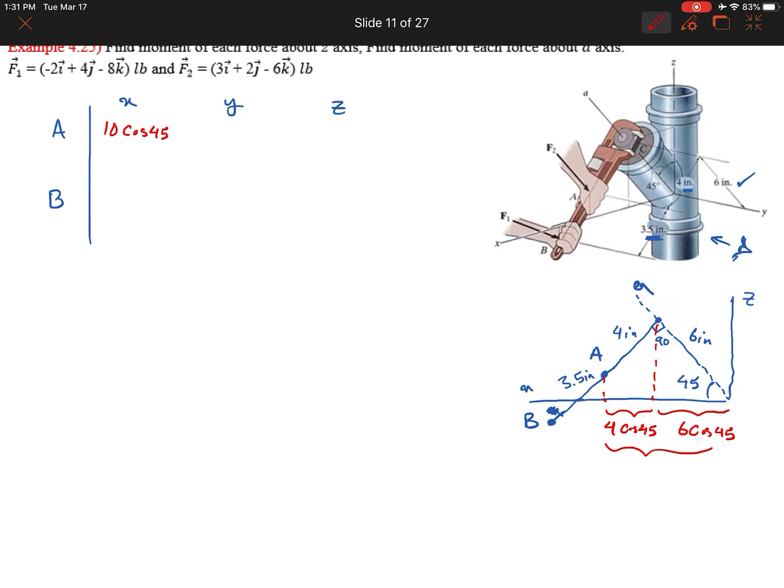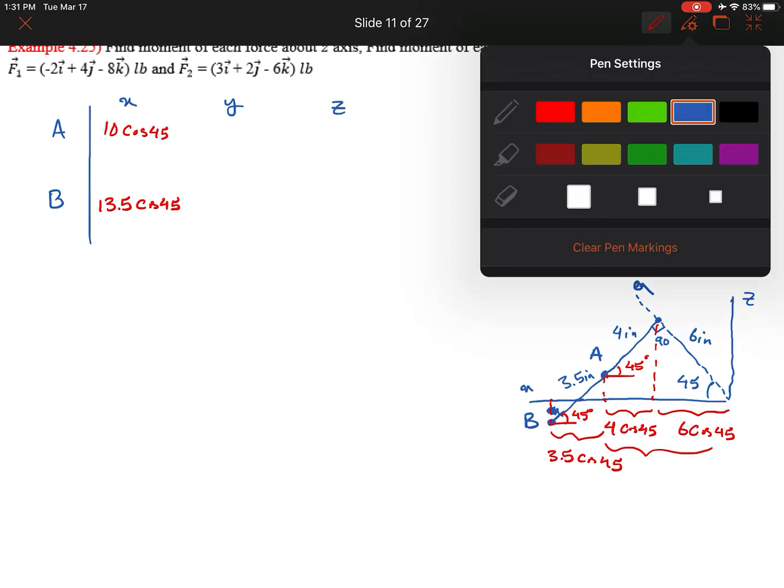For point B, the coordinate that I'm looking for, 3.5 inches multiplied by cosine 45 is also added to it. This is 45, this is 45 degrees. So the coordinate of that is 6 cosine 45, 4 cosine 45, plus 3.5 cosine 45. So it's 13.5 cosine 45. Okay. So let's figure out the z component for these.